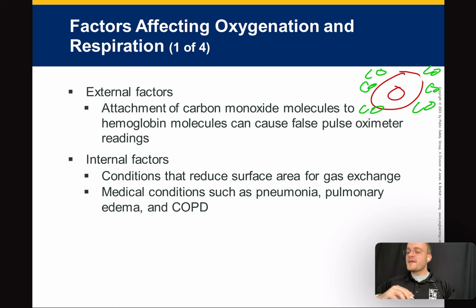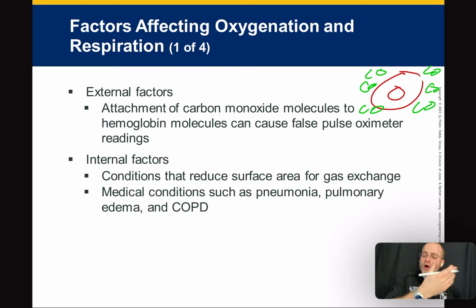So all the pulse oximetry is measuring is how saturated the hemoglobin is. It doesn't know if it's bound to carbon monoxide or to oxygen. It can't tell the difference. The only way you can tell that difference is through a blood gas, a blood test, which is not done in the pre-hospital environment.